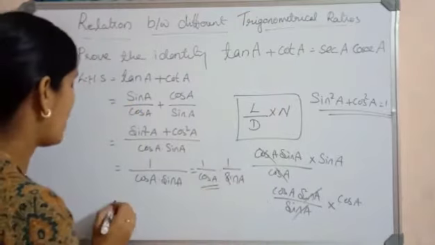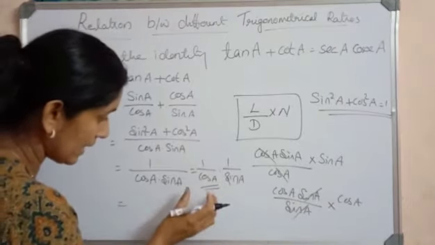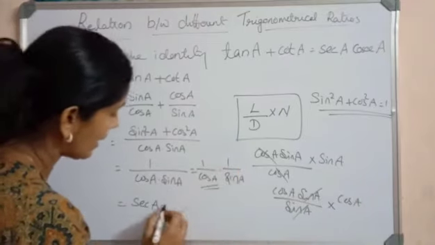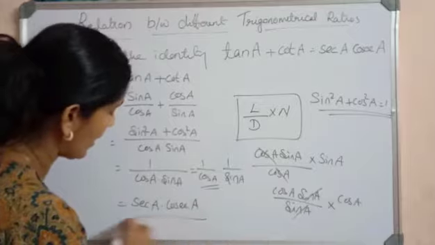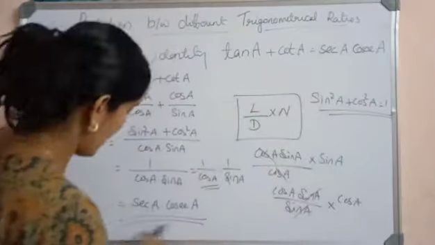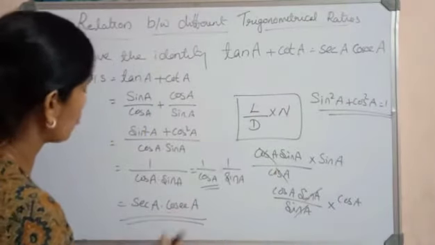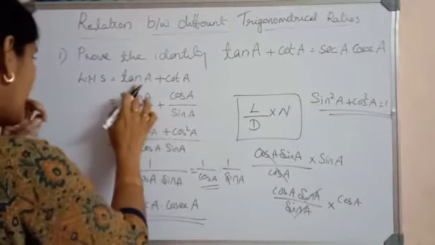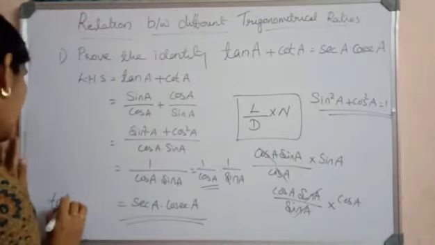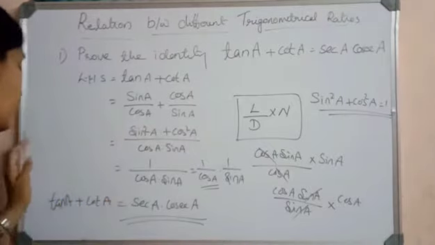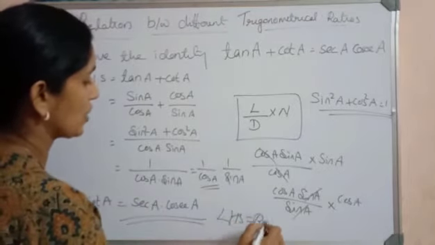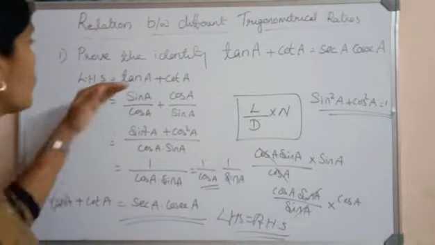What is 1 by cos A? As per the reciprocal relation, we have seen that 1 by cos A is sec A and 1 by sin A is cosec A. That is the result we need to get for the RHS, sec A into cosec A. We got the same result. Therefore, tan A plus cot A is equal to sec A into cosec A. That is, LHS equal to RHS. This is how we have to prove the identity.